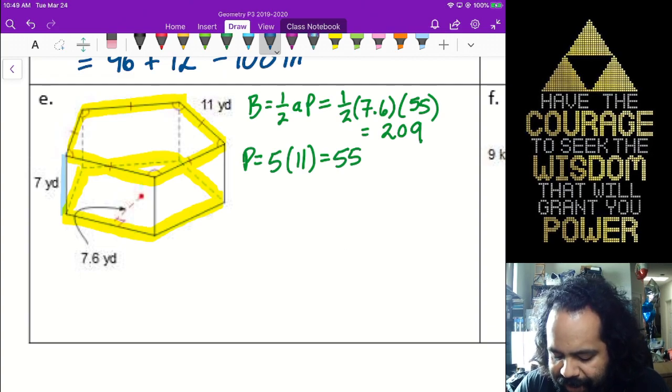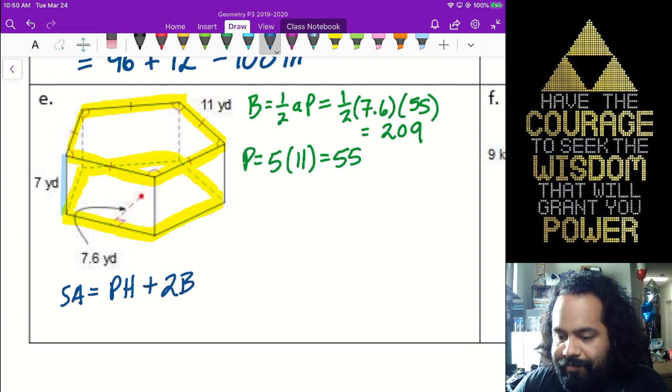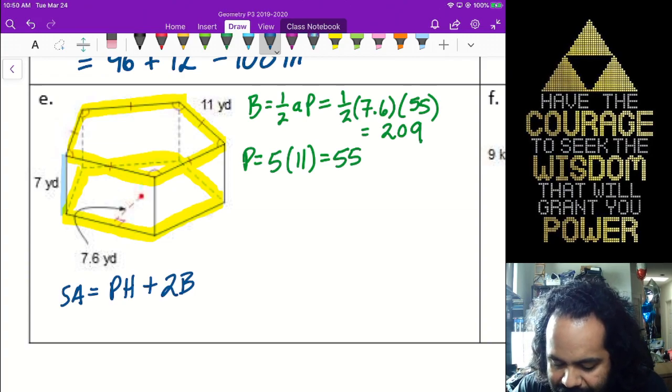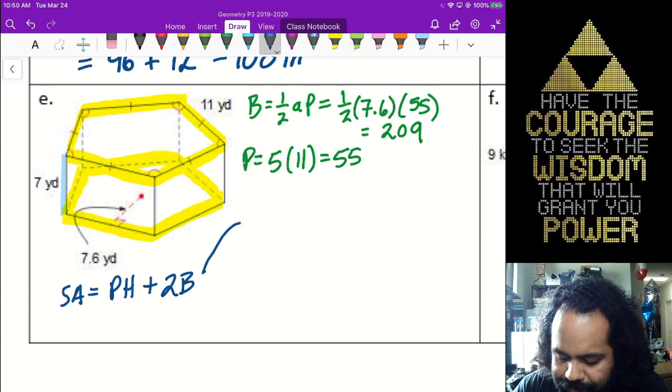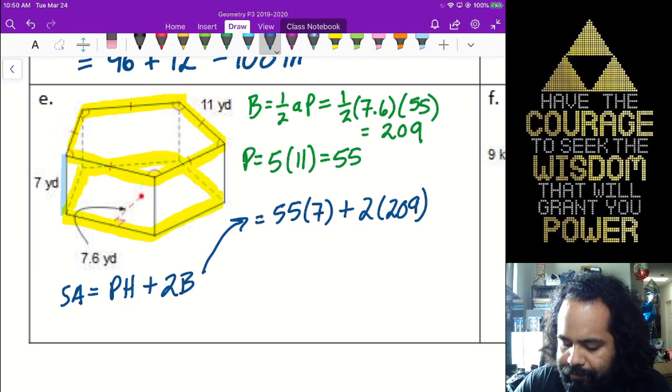So surface area equals perimeter times the height plus the area of 2 of our bases. Yeah, shots fired. Am I sorry? No, I am not sorry. You guys have already written that down, hopefully. So the perimeter is 55 times the height of 7 plus 2 of our bases, which we got 209 for.